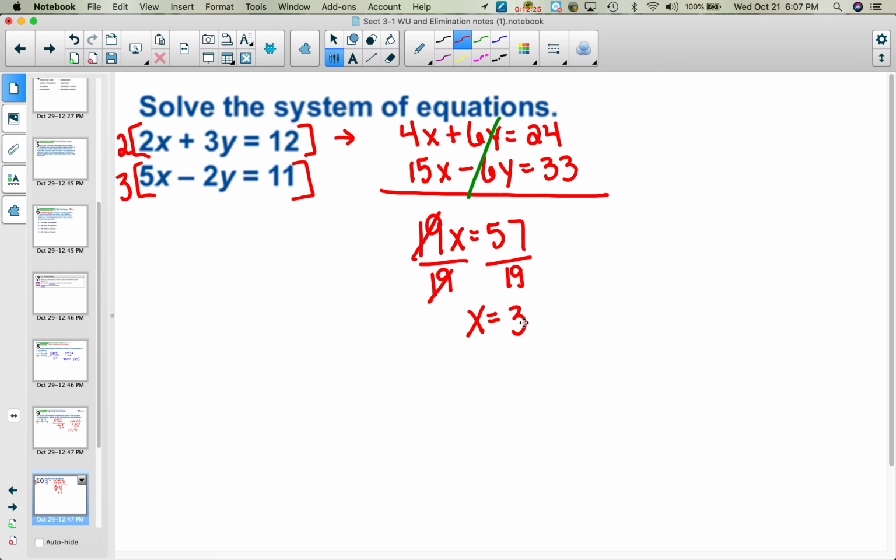Remember, that's not done yet. You have to go back into either equation and solve for y. So I'm going to go to the first equation, no particular reason, plug in a 3 for the x, and solve for y.